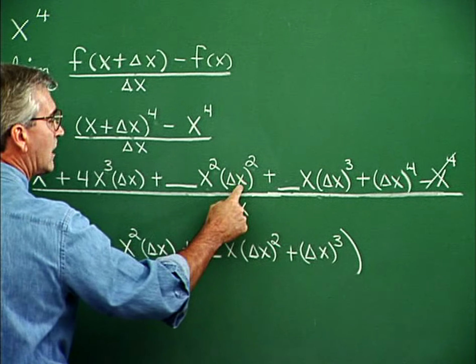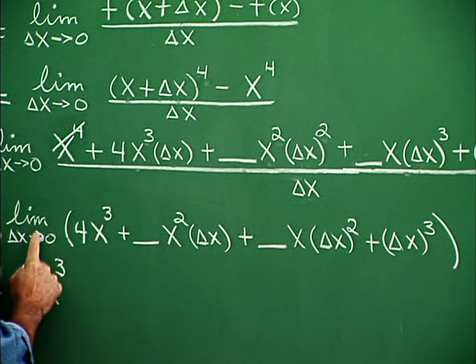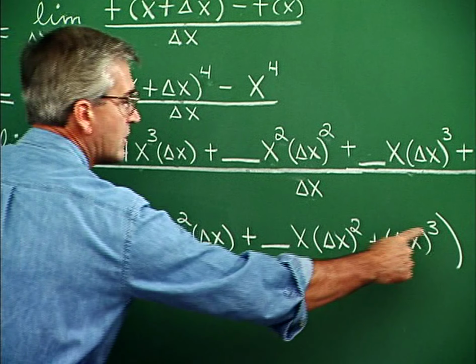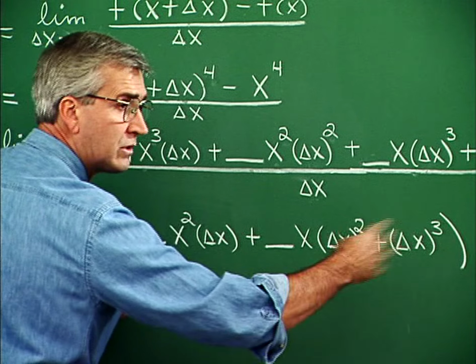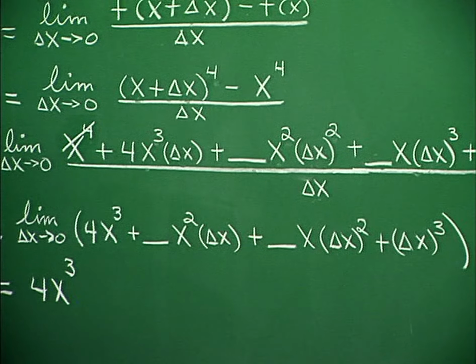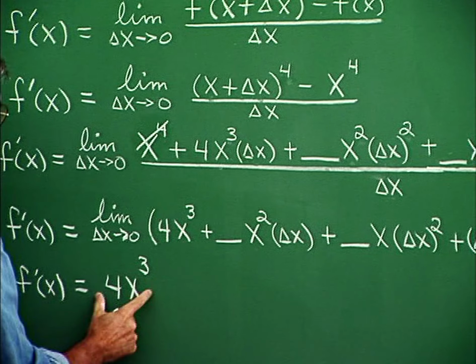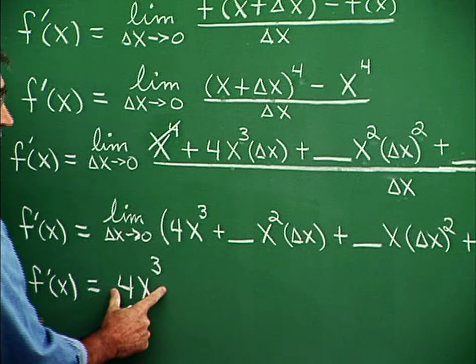That's kind of important because now we have the limit as delta x approaches 0 of this polynomial. And as delta x approaches 0, all of these terms involving a factor of delta x will take off. They're out of here. They become 0. So all that's left is 4x cubed. And this kind of shows how this power rule works from the limit process. And in general, you can see the general proof of this in your textbook.